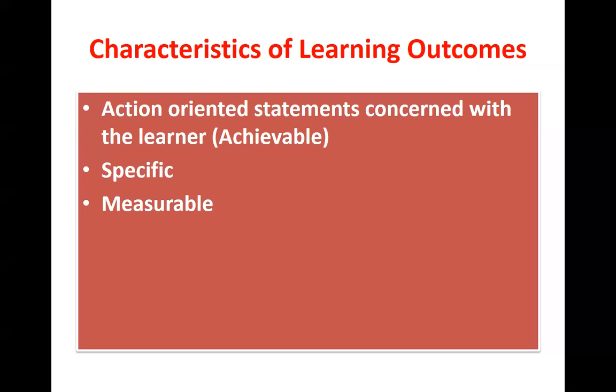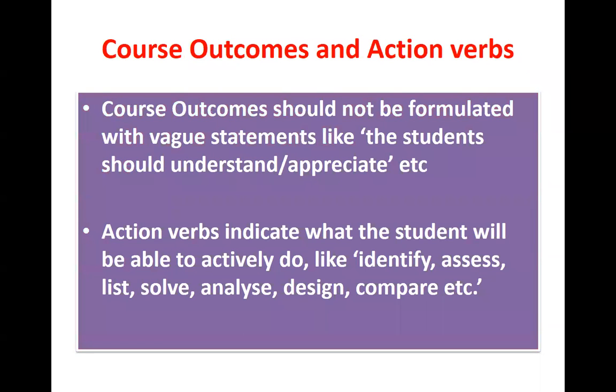And also it should be specific. The instructor should know what he is going to teach and what the student will achieve. And if it is an action-oriented statement, it should be measurable. Okay, so these are the three things that are of importance when you write a course outcome. Okay, we go to the next slide.